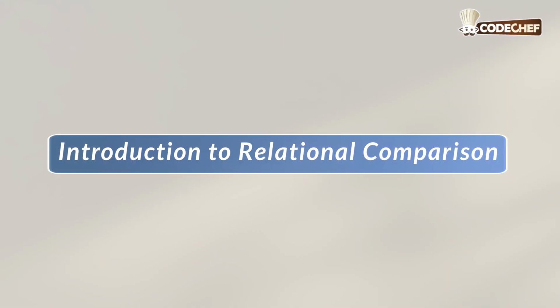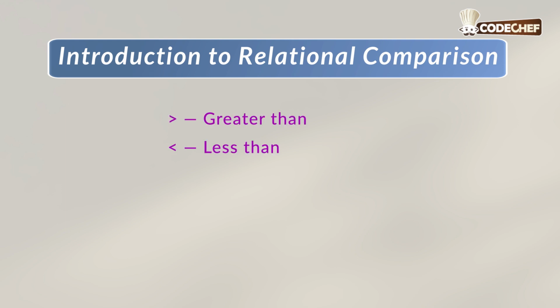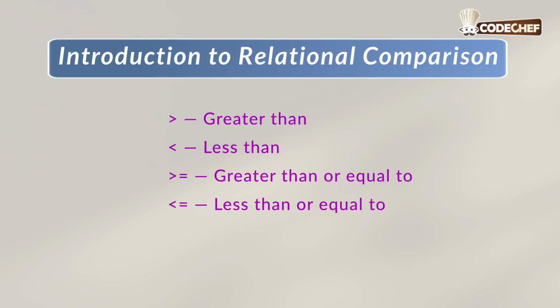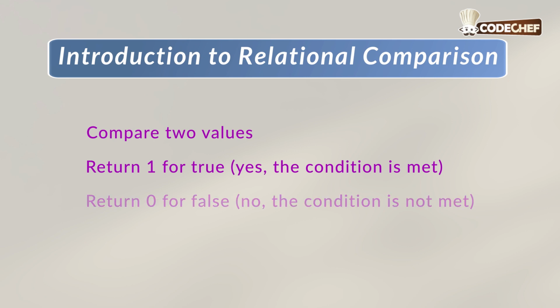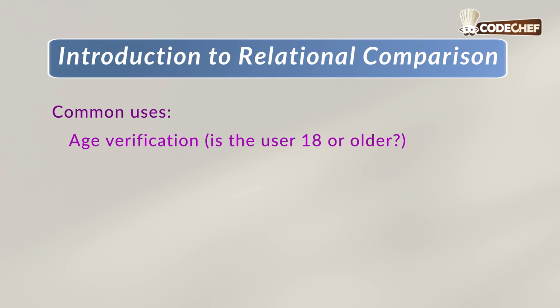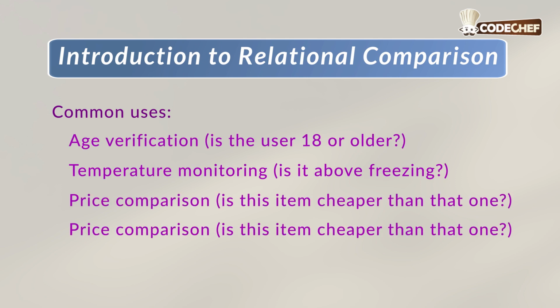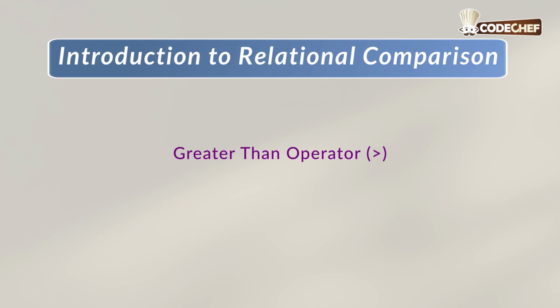Previously we learned how to check if values are equal or not. But if you need to know which value is bigger or smaller, we use relational comparison operators. For example, greater than, less than, greater than or equal to, less than or equal to. Just like equal to and not equal to, these operators compare two values, return 1 for true and return 0 for false. The common use cases are age verification, temperature monitoring, price comparison, and grade evaluation. Now let us explore each operator in detail. We'll start with the greater than operator.